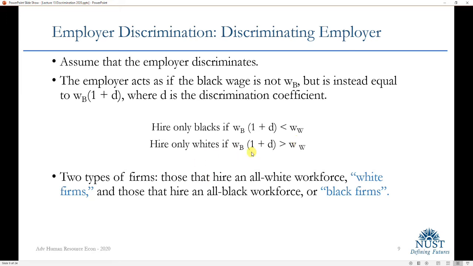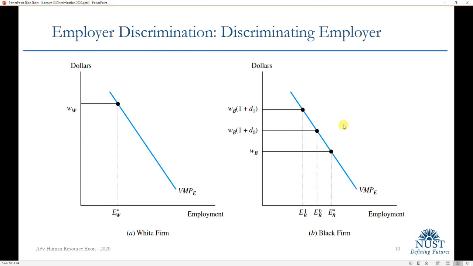So the ones that only hire white workers are called white firms. The ones that only hire black workers are called all black firms. So this is how it looks in terms of graphs. On vertical axis we have wages, on horizontal axis we have employment. This is a white firm and this is a black firm. So white firm will only hire white workers, because this is the VMP, which is also called the short run demand curve of labor.